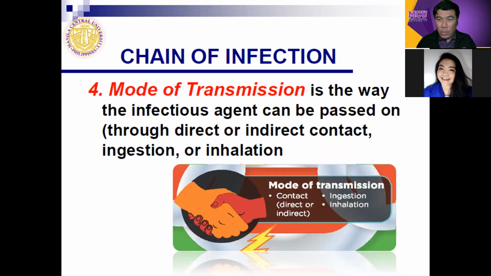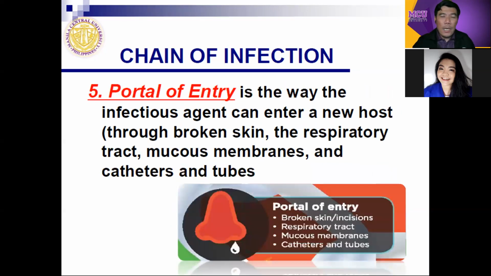This could be by ingestion, by intake of contaminated food and water, so via the oral mucosa, or by inhalation via the respiratory tract. And we say portal of entry is where the infectious agent enters a new host through broken skin. It could be via inhalation through the nasal cavity, through the mucous membranes, because the mucous membranes are highly vascular. This may facilitate the capacity to transport through the circulation.